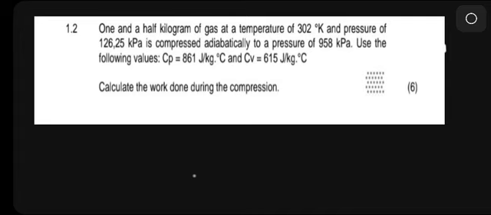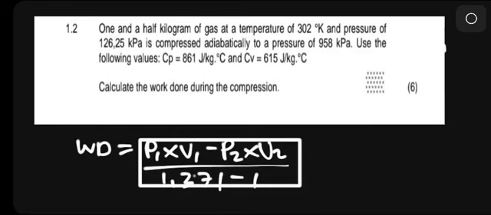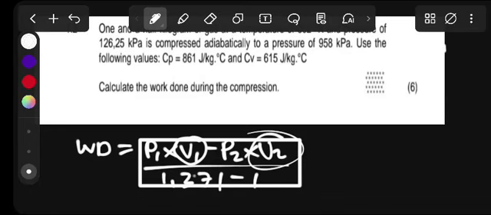All right, so you know this part of the game, guys. How can we go about reaching that? Because here, remember, the work done is given by pressure 1 multiplied by volume 1 minus pressure 2 multiplied by volume 2, divided by 1.37 minus 1. So my question is this: we have to calculate the volumes, then we are good to go, right? So let us calculate the volumes.